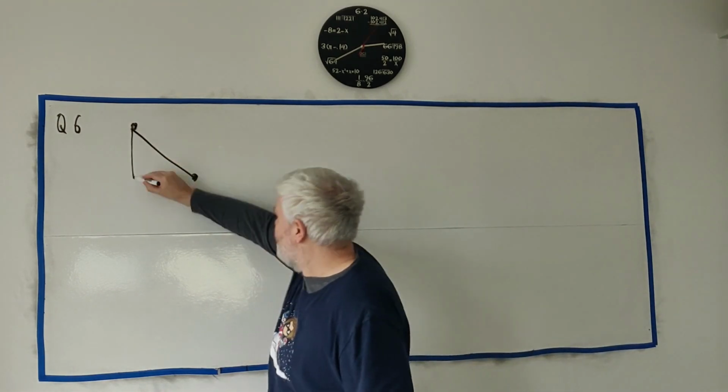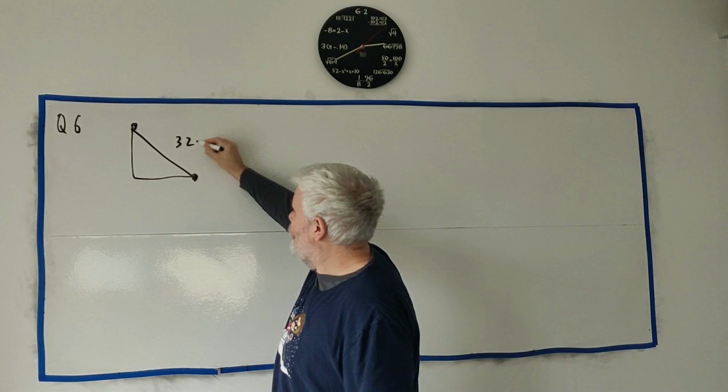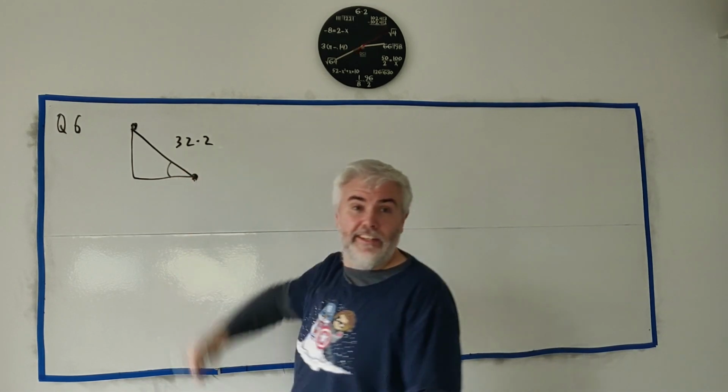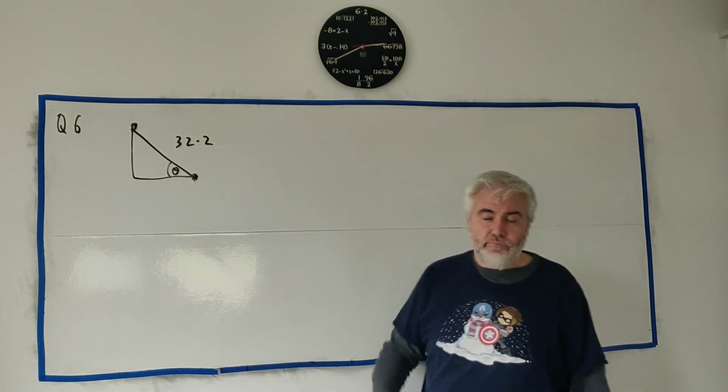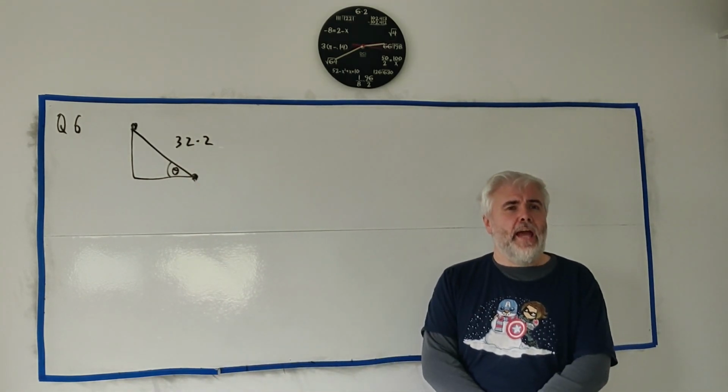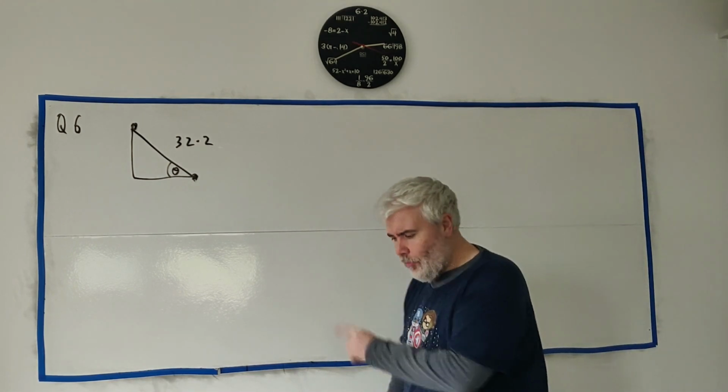Actually, let's make this a triangle. They've told us this is 32.2, and they've given us an angle here. They haven't named it, so I'll just call it theta for now, so we can get a height. So let's really set this question up before I do the maths.